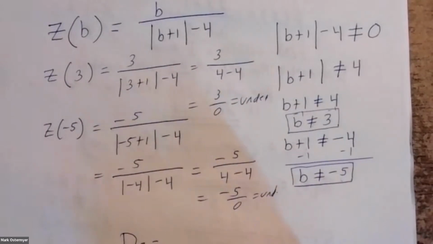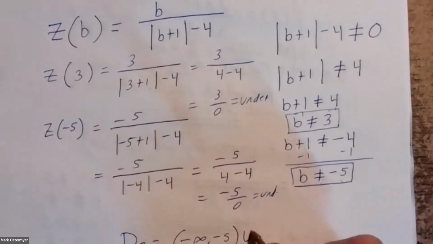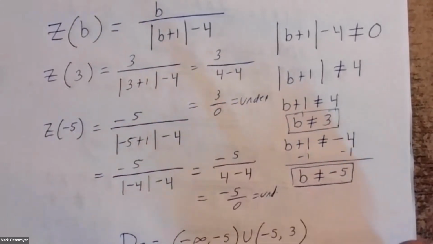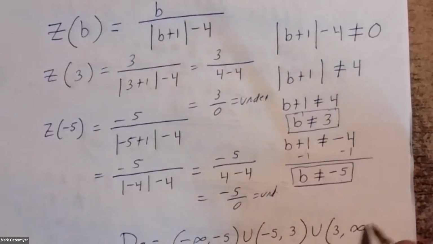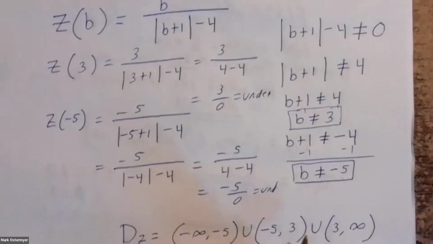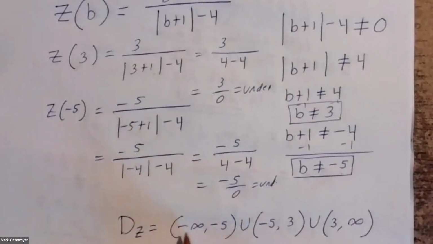So here we go, working from left to right on the number line, from negative infinity up to negative 5, but don't include negative 5, and union with, don't include negative 5, up to 3, but don't include 3, and union with, don't include 3, up to positive infinity. This is the interval notational way of saying all real numbers except negative 5 and 3. Those are the only numbers excluded from this set of real numbers.